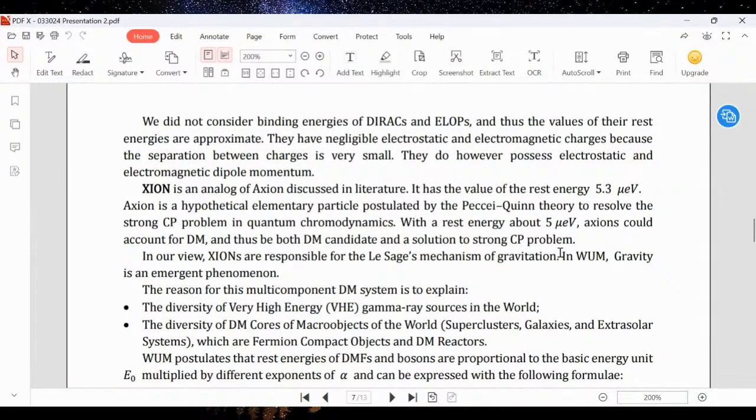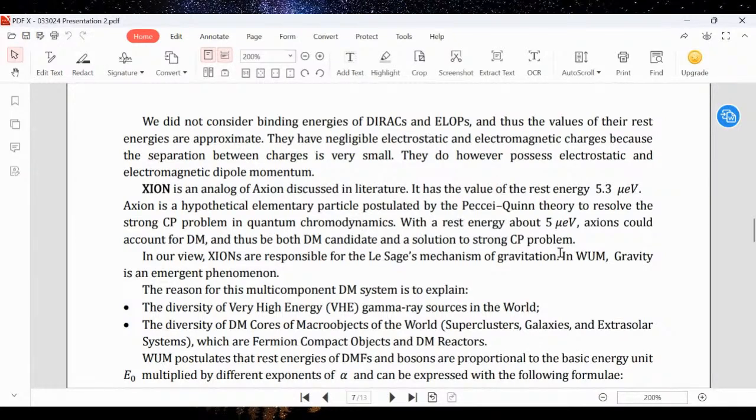We didn't consider binding energies of Dirac's envelopes, and thus the values of their rest energies are approximate. They have negligible electrostatic and electromagnetic charges because the separation between charges is very small. They do, however, possess electrostatic and electromagnetic dipole momentum.